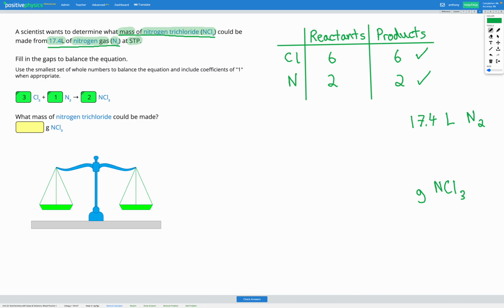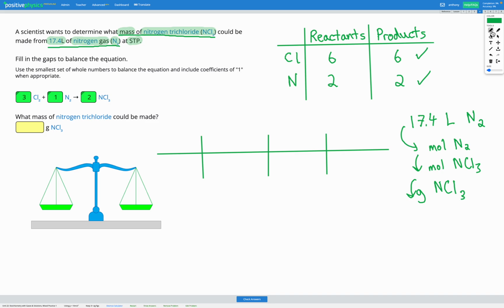So to get from litres of nitrogen to grams of nitrogen trichloride, first we're going to have to go via moles. So my first step is going to be finding out how many moles of N2 I have. Then I'm going to be able to convert moles using my equation. So moles of nitrogen is going to be converted to moles of nitrogen trichloride. And then finally, that can be converted into mass of nitrogen trichloride. So those are going to be my 3 steps.